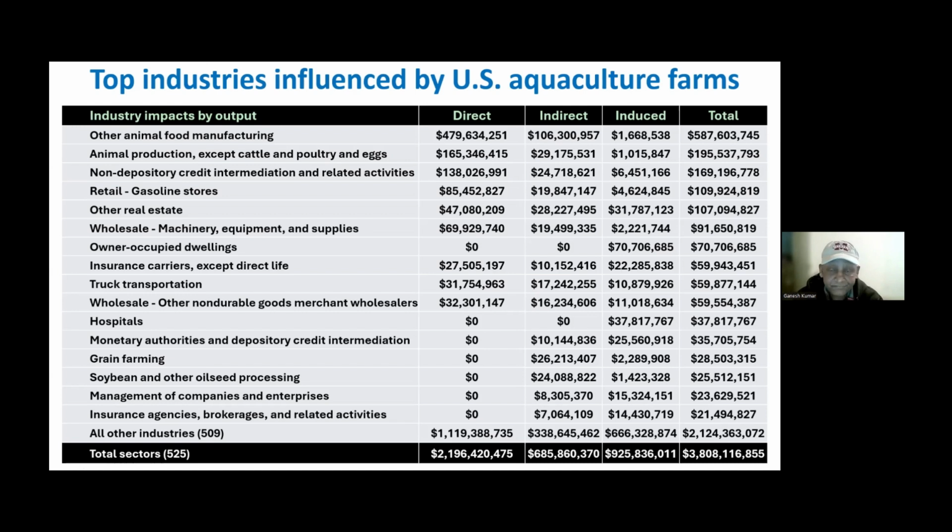For a simple example of how we separate direct, indirect, and induced effects, just look at hospitals, right? There is no direct purchase of inputs from the aquaculture farms by hospitals. Definitely, but people who are employed down there are getting service from the hospitals, and because of that, about $38 million is being spent there. So that's the way of interpreting all these things. But we can see that about 525 of the 546 sectors analyzed by IMPLAN are influenced or impacted by U.S. aquaculture farms.